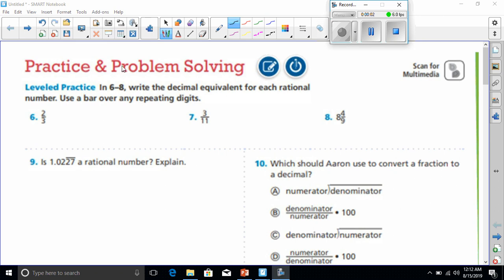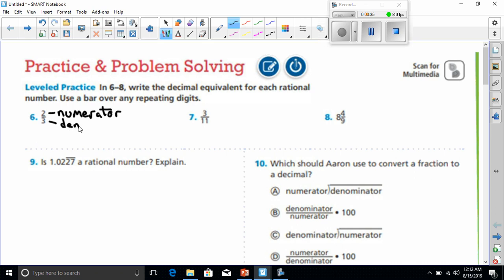Tonight we're going over practice and problem solving 1.2. Let's see. The first part says to write decimal equivalents for each rational number. Well, to do this, all we do is simply take the numerator and divide it by the denominator. The numerator is 2, and the denominator is 3.